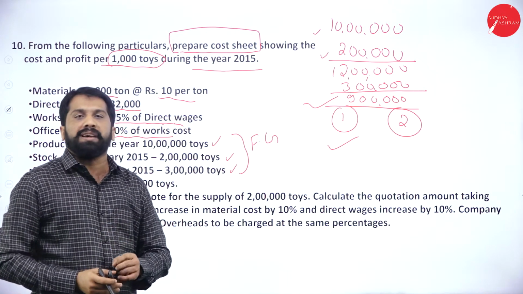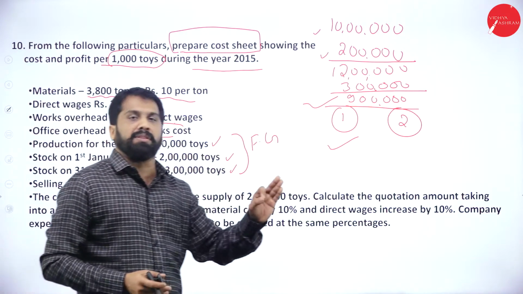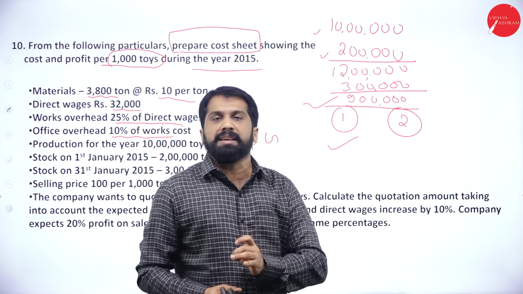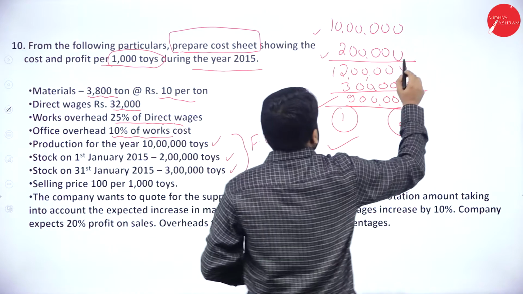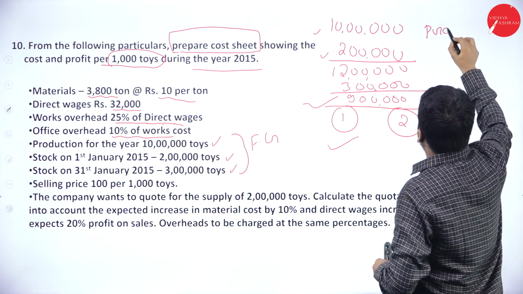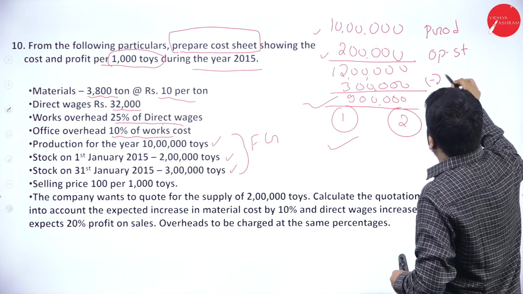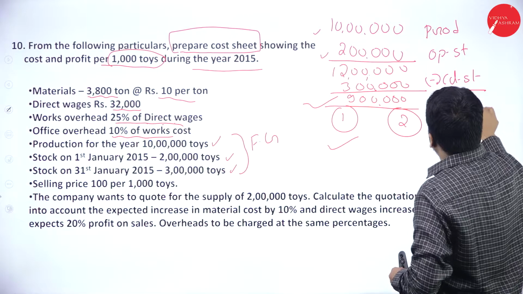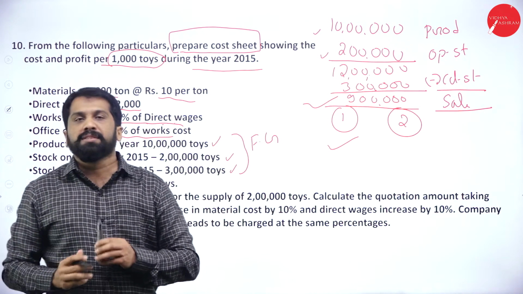Clear? How to find out your selling quantity means, normally in the question paper, they will only give you how much quantity is sold. If it is not given, how to calculate? Like your production plus opening stock minus closing stock. You will get sold quantity. How many units you have sold.